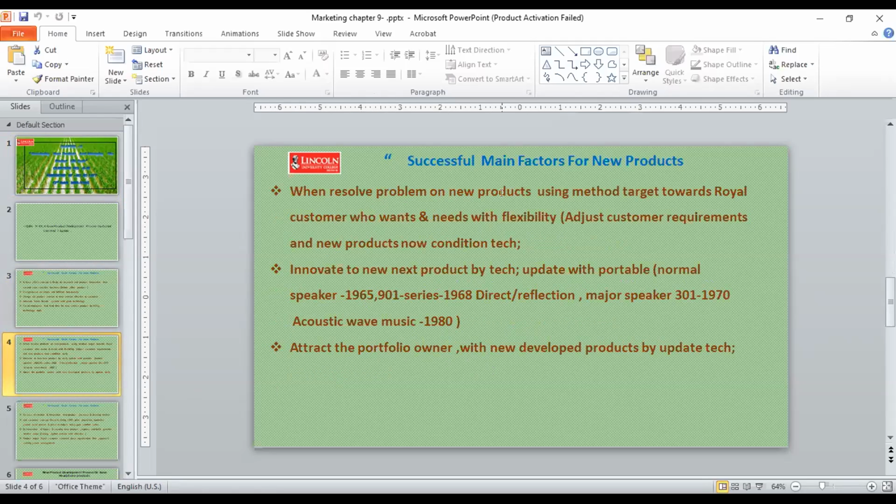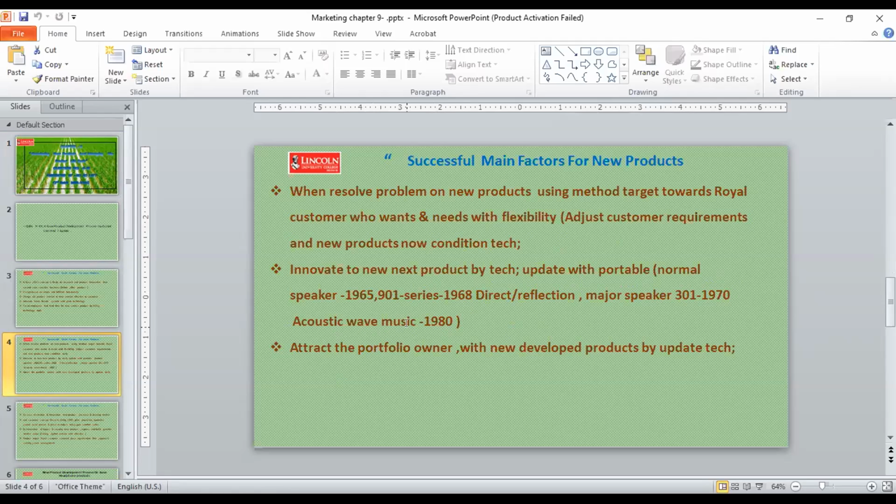One research program on new products uses market targets to write customer wants and needs with flexibility, adjusting to customers and new products, non-condition technology. So that's non-condition, we will study and process daily. This process, we will solve, we will upgrade the next, and we will set the next plan. And then innovate next products by technology upgrade with portability: normal speaker, 1965 normal speaker brand. And then 1968, direct and reflecting speaker, 2 series, one series brand. And then 1970, major speaker, 301.